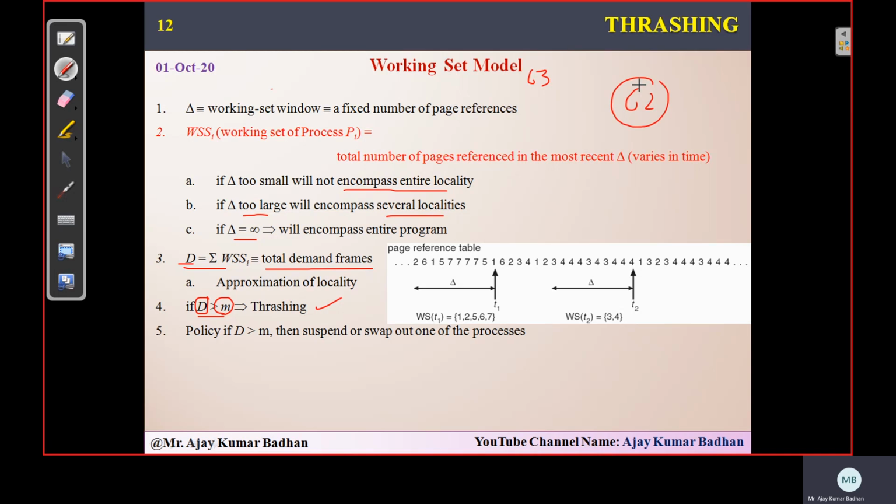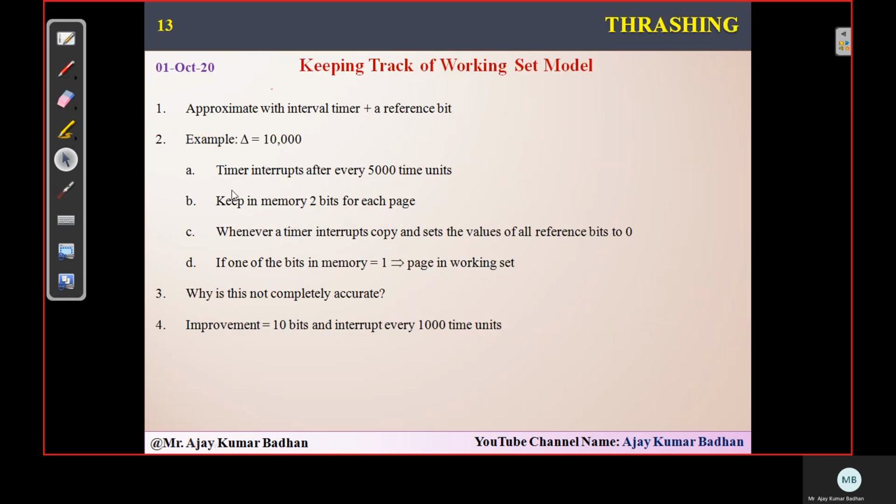Why? We have only 62. How can we allocate 63 frames? That is what we call thrashing. So this is the way this working set model works. Remember, whenever we are setting the working set window, it should be neither too small nor too large. It should be medium. So this is how to keep track of your working set model.